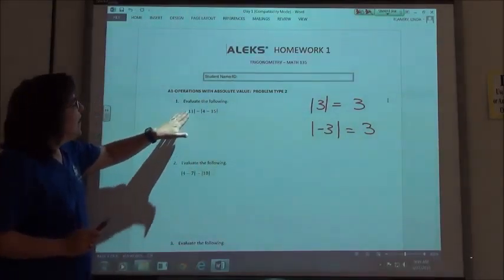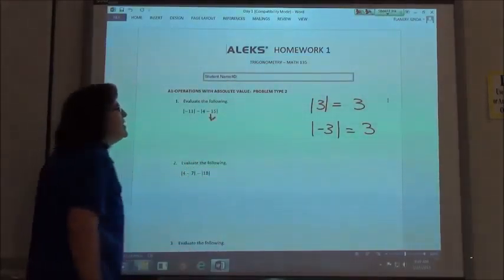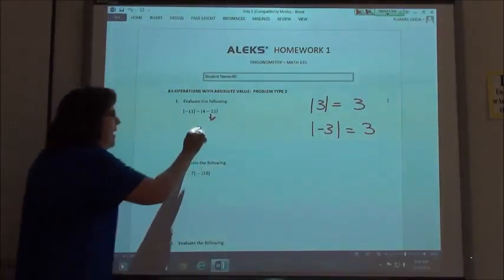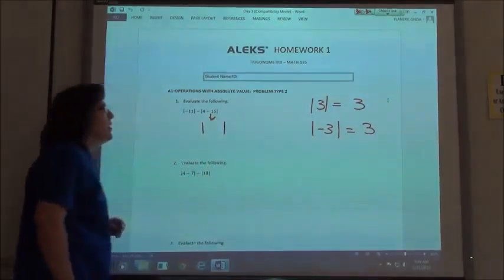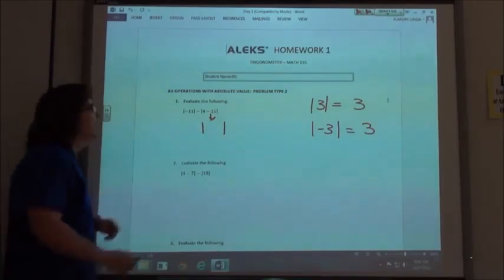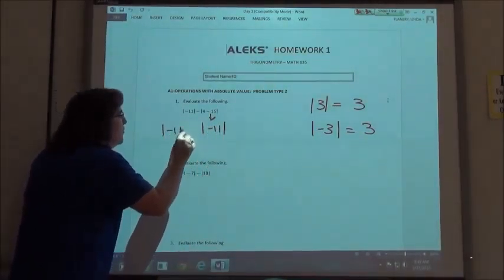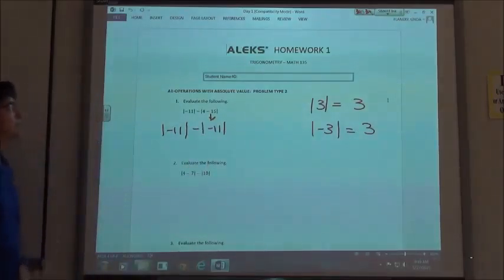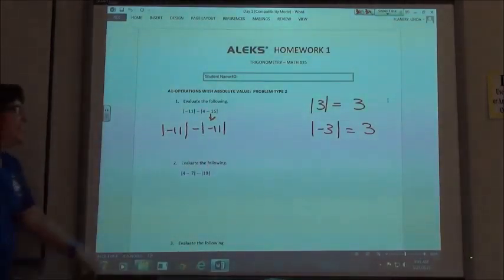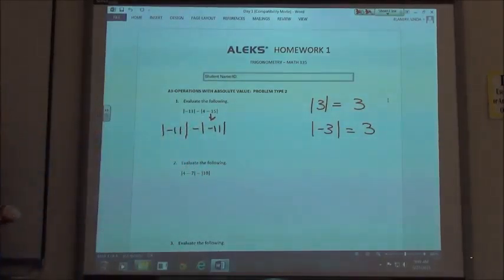So in this case, I would start here with the absolute value of 4 minus 15. I'm just doing the 4 minus 15. Inside the absolute value, 4 minus 15 is negative 11. So I have the absolute value of negative 11 minus the absolute value of negative 11. Again, you can't do minus a negative. You actually have to do the absolute value part.